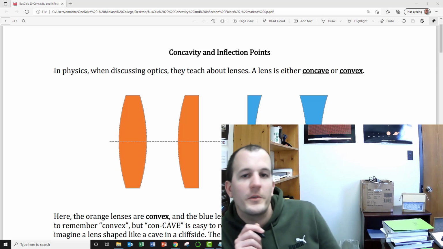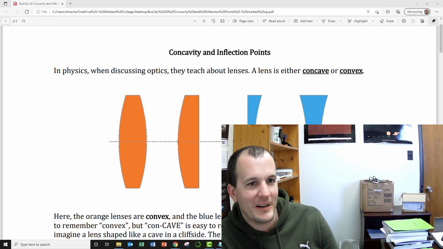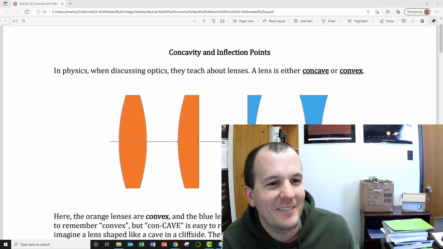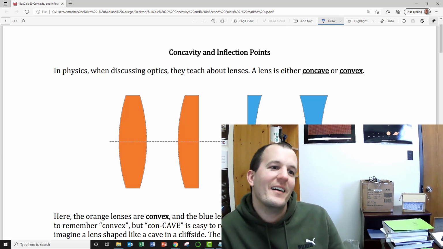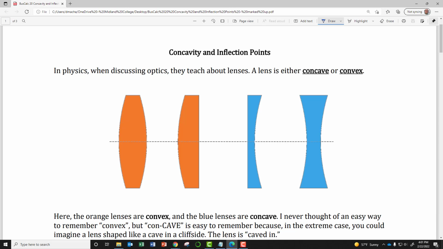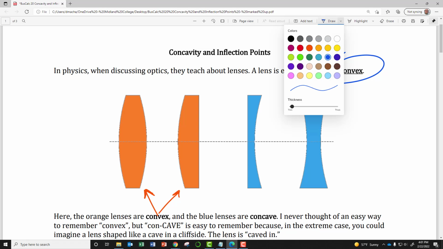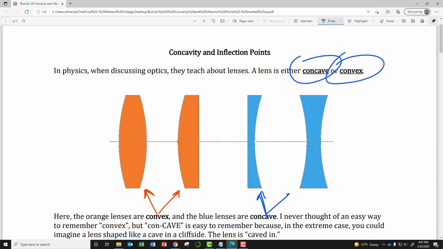Hi everyone, welcome to this video where we're going to be talking about concavity and inflection points. Whenever you're in a physics class and they're discussing optics, lenses is one of the topics that you might cover, and you find that a lens is either concave or convex. Here in orange we have examples of convex lenses. They're poofed out a little bit in the middle. In blue, we have concave lenses.